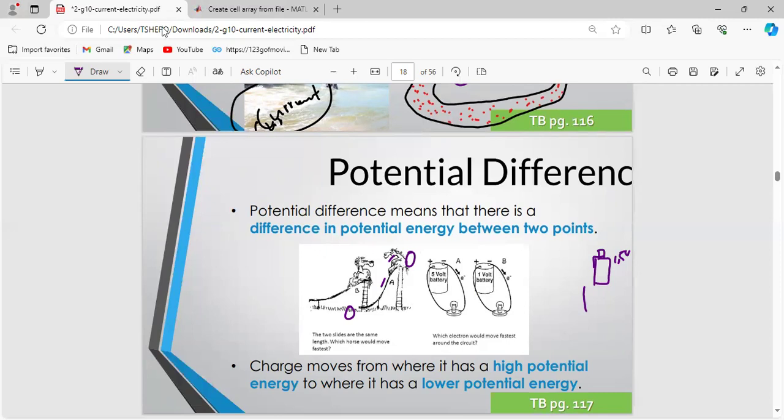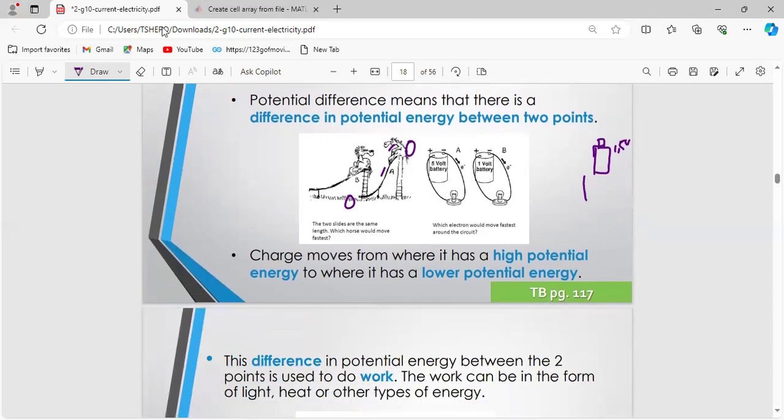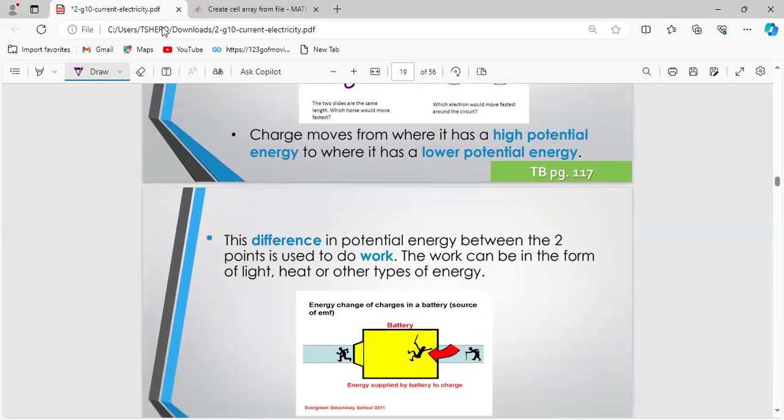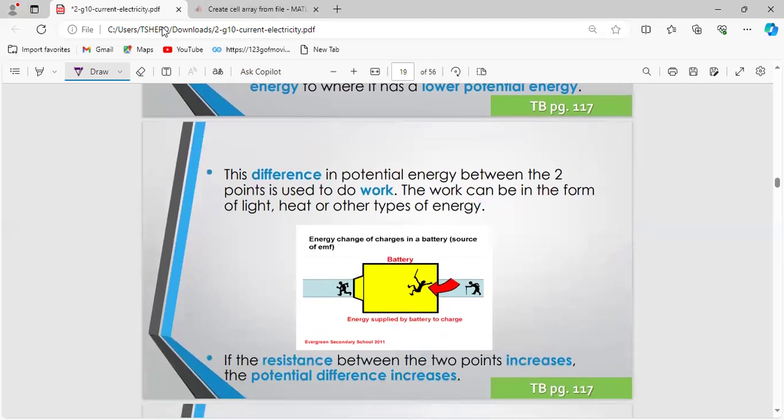We are referring to a battery. So now, like I said, the potential difference is all about the energy, right? We're still under the potential difference. So this difference in potential energy between the 2 points is used to do work. The work can be in the form of light, heat, or other types of energies. This is what is happening.